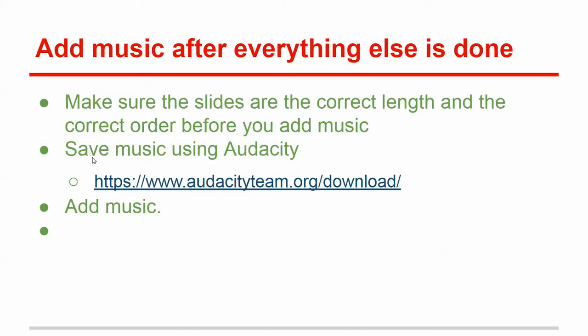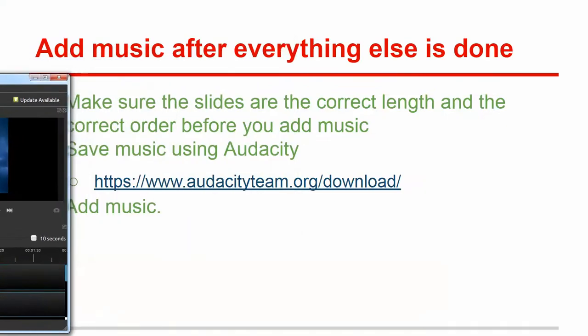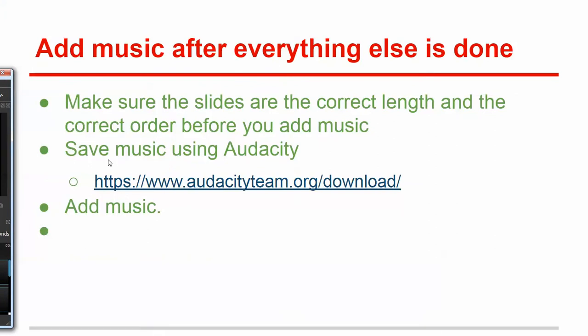So the first thing we have to do is make sure the slides are in the correct length and the correct order before we add music. Adding music should always be the very last thing, because it doesn't work very well to add music, then have to slide things around and change the length of the music and so on, especially if you're adding multiple songs. I'm just going to, for ease, add one song. But if you're adding multiple songs, you really want to have everything totally dialed in, all this stuff perfect before you go on.